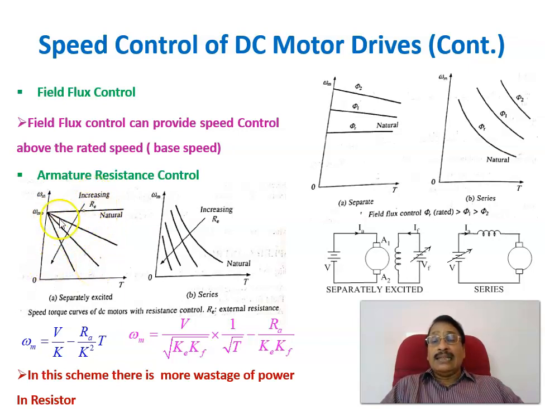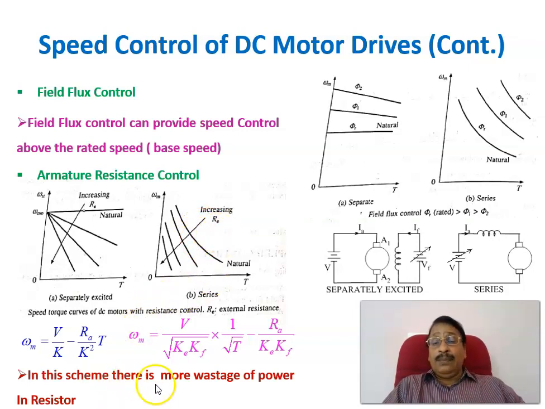As Ra increases, the characteristic is shifting towards the left like this, and this is corresponding to a shunt or separately excited motor, and this is for a series motor. The corresponding equation, as you know, is V by root of K into Kf into 1 by root of T minus Ra by K into Kf. This is the speed torque characteristic as the armature resistance is increasing. In the case of a series motor, you have to take the total armature resistance including the field resistance into consideration.